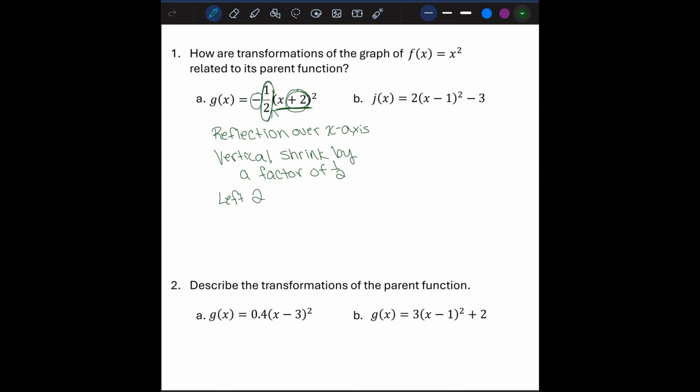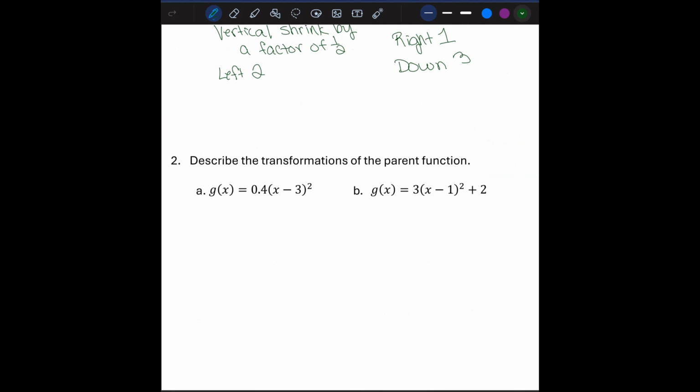So on part B, I see that I'm subtracting 3 outside, subtracting 1 inside, and multiplying outside by a 2. So multiplying outside is going to be something vertical. So this is a vertical stretch, since it's bigger than 1, by a factor of 2. Inside, I have subtracted 1, so that means I'm going to move right 1. And outside, I have subtracted 3, so I'm going to move down 3.